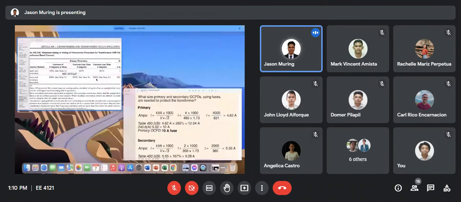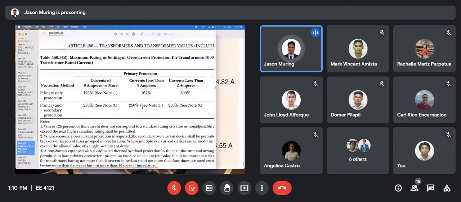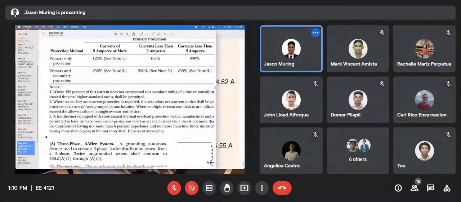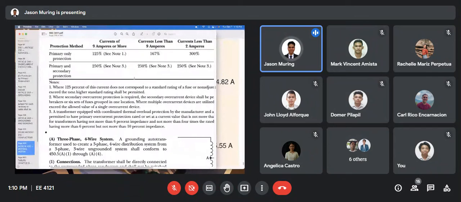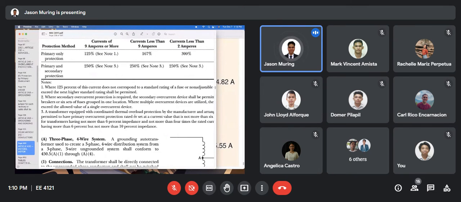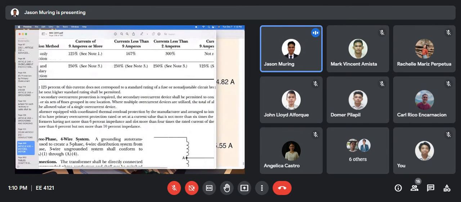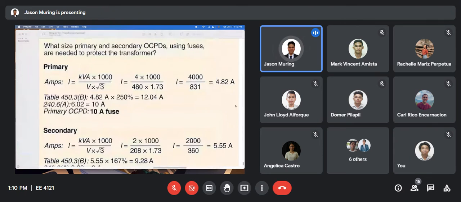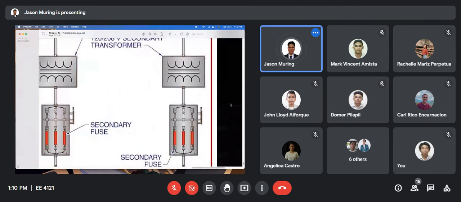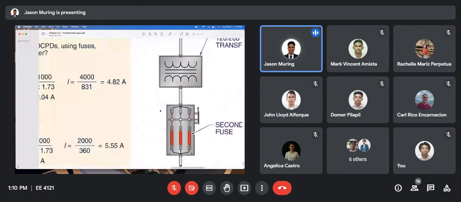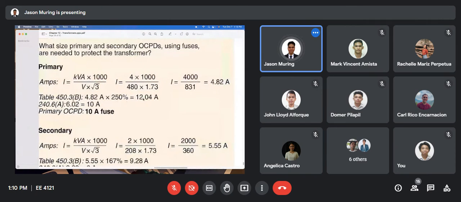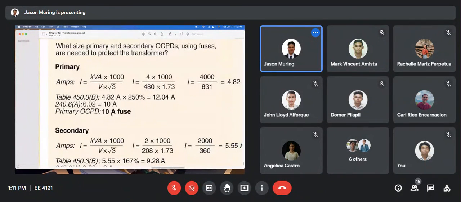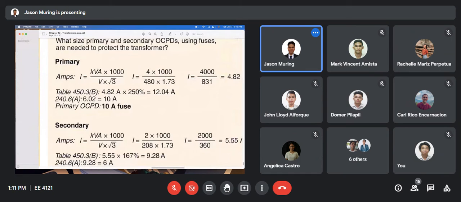Then let's see if there is a note. So note 3. Again, this is the same note as earlier, that it has to be based on the overload protection and the percent impedance. But since we don't have that information, we just go next lower. So 12, so we use a 10 ampere fuse.